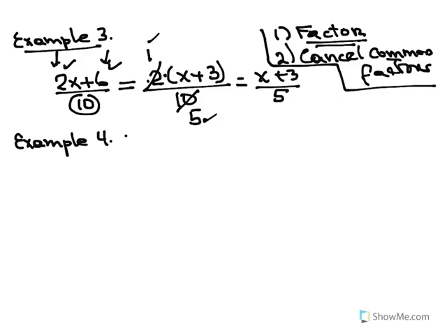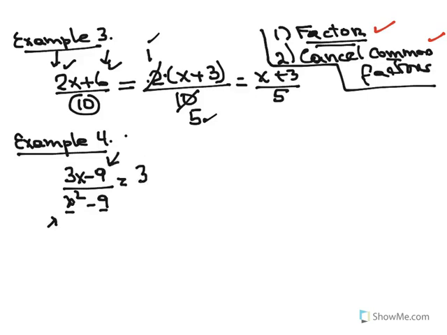Example 4 is a little more complicated. I have 3x minus 9. I have a binomial at the top, and in the denominator I have a binomial that seems to be a difference of perfect squares. Remember, the first step is factor, the second step is cancel common factors. So here I come. The common factor at the top seems to be 3. Yes, I get 3 times x minus 3.